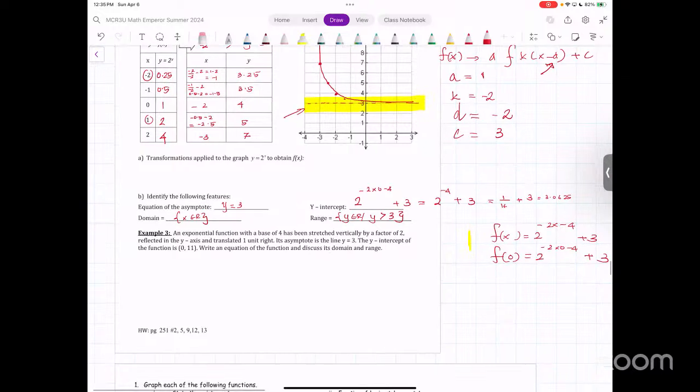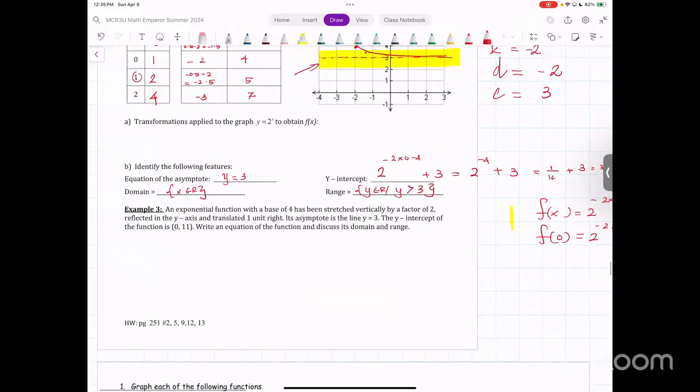All right. Now, an exponential function with base 4, so b is equal to 4, vertically stretched by a factor of 2, a is equal to 2. Reflected on the y-axis, k must be minus 1. And translated 1 unit to the right, d must be positive 1. Its asymptote is y equal to 3, c is equal to 3. Now they say the y-intercept is 0, 11. We're not done yet. Write the equation of the function and discuss the domain. So how is that going to look? y is equal to.